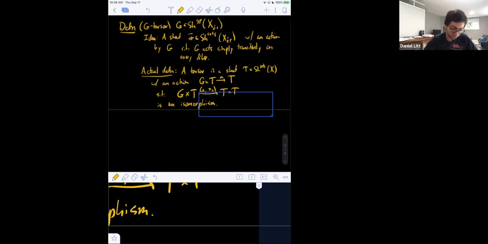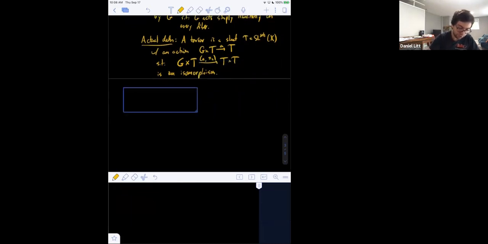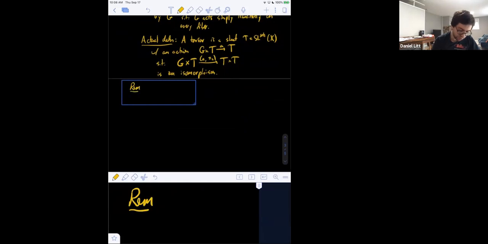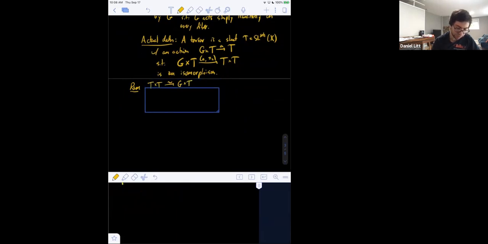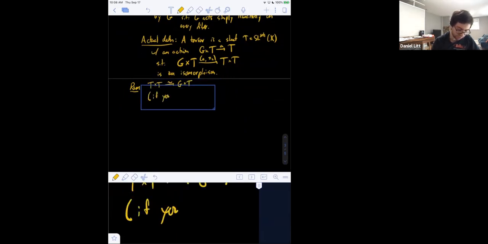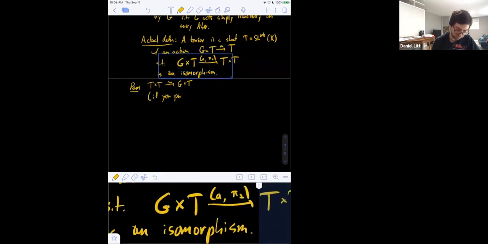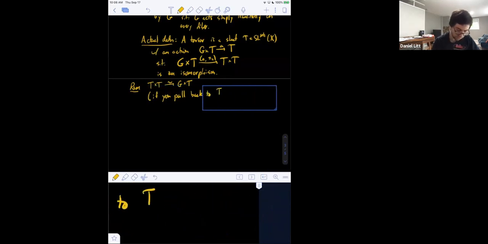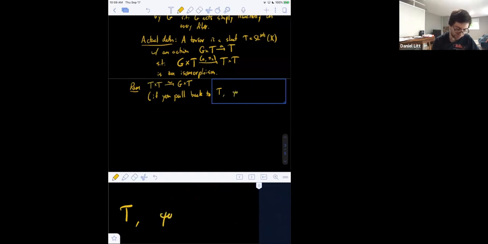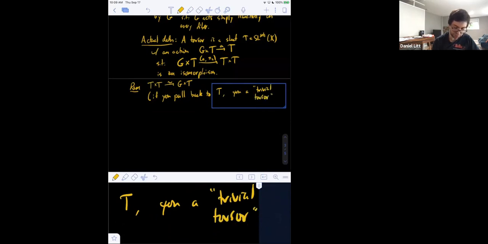So maybe it's worth remarking, this is kind of a funny point of view. But what does this condition say? It says that T times T, I'm reversing the arrow here, is isomorphic to G times T. One way of writing that is that if you pull back to T, so by the way, these fiber products are over X, and they're products in the category of sheaves, then that's T times T, and you get a trivial torsor.